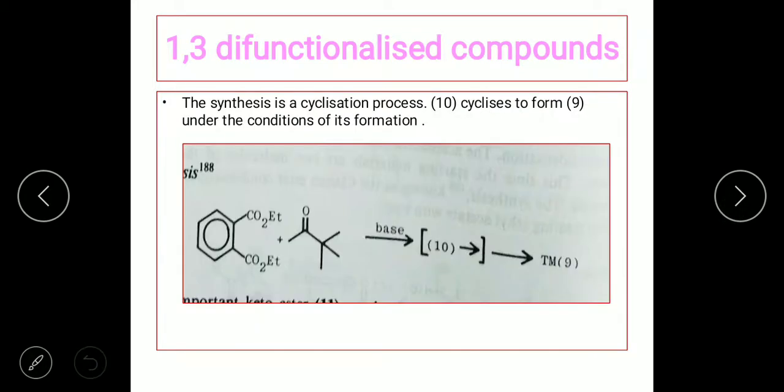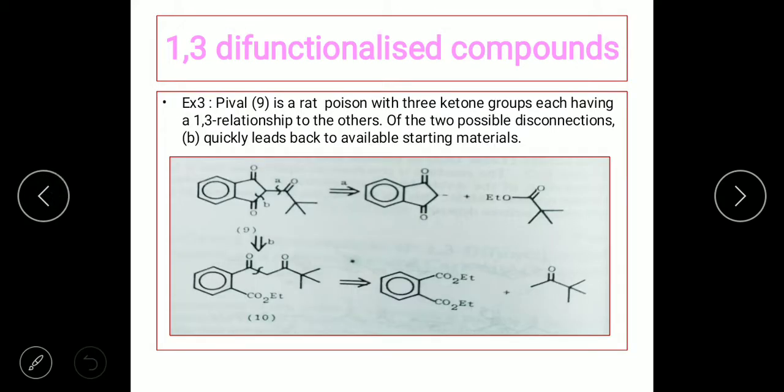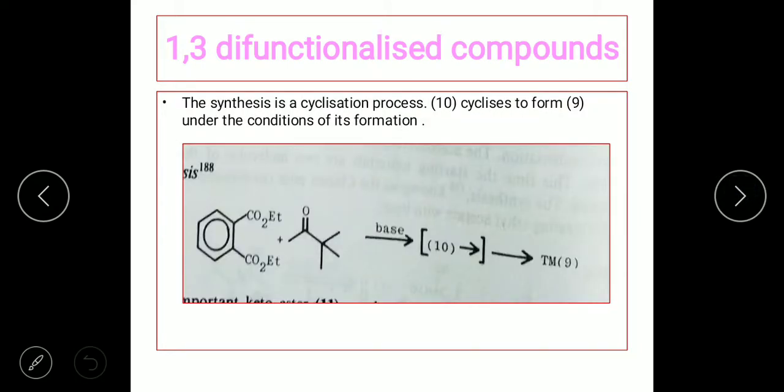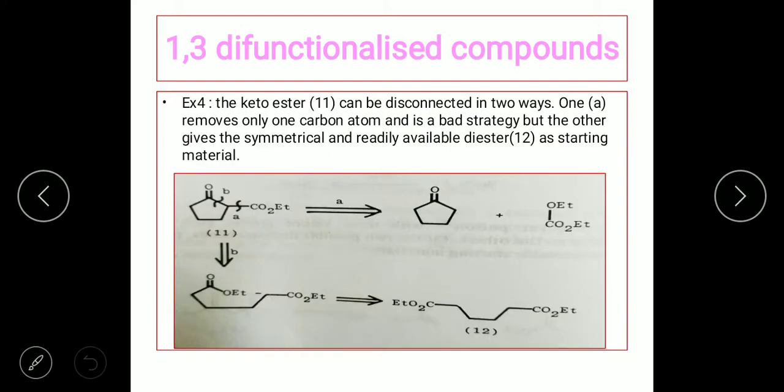Coming to the synthesis, you are going to make use of those two starting materials in presence of base. Base is always essential, and we would get the target molecule. So once you make use of these two starting materials, it is going to give rise to 10. 10 is this intermediate, and from 10 it is the cyclization process which is going to give rise to the target molecule. Okay, so this is how we are going to get the target molecule 9.